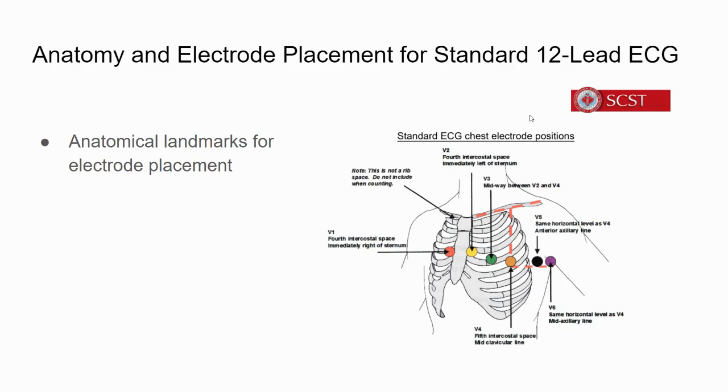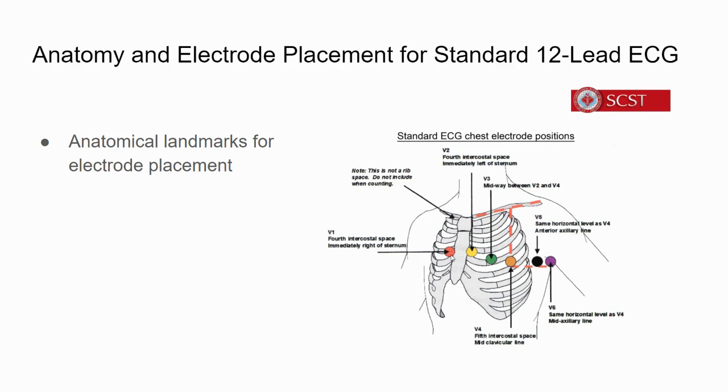Now let's look at the anatomical landmarks for electrode placement. Here on the diagram, we have six chest leads, also known as precordial leads. These are different from the limb leads, which we put on the arms and legs. I'll go in the correct order. There are six of them, and they go V1, V2, V3, V4, V5, and V6.